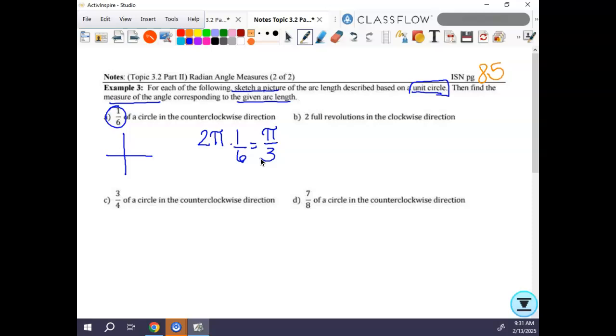Okay. What is pi thirds in degrees? 60. Pi fourths is 45. Pi thirds is 60. That just helps me kind of put it in the right spot. And so this right here, theta is pi thirds. Okay.